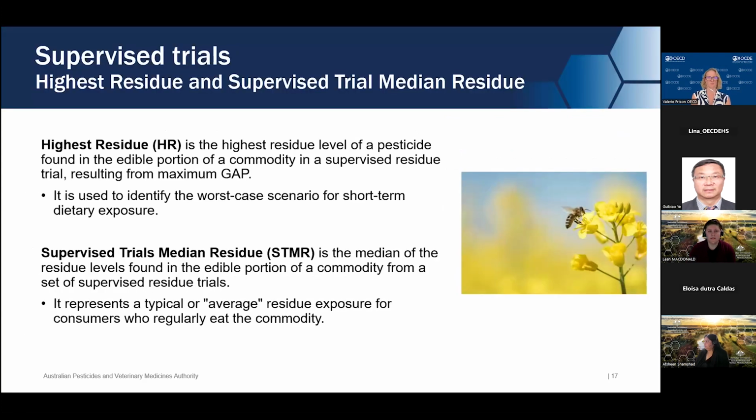So two of the key values that come out of the supervised residue trials are the highest residue and the supervised trials median residue. The HR is the highest residue level found in a supervised residue trial after application at the critical GAP. It's used for short-term dietary risk assessment, reflecting the peak residue level expected from a single or infrequent high intake exposure event. The STMR is the median of the residue levels found in a set of supervised residue trials. It's used for chronic long-term dietary exposure assessment, representing a typical or average residue level from multiple trials.